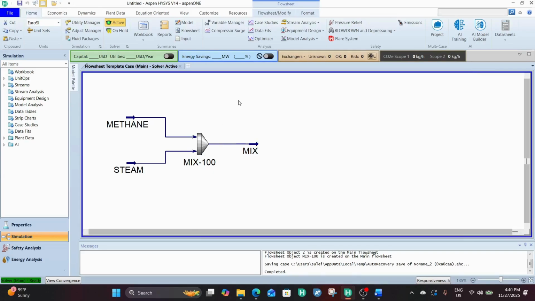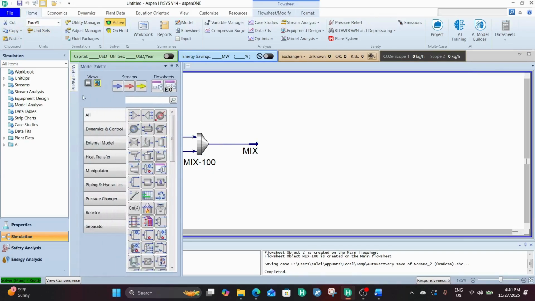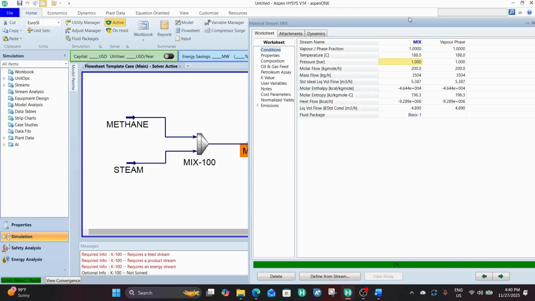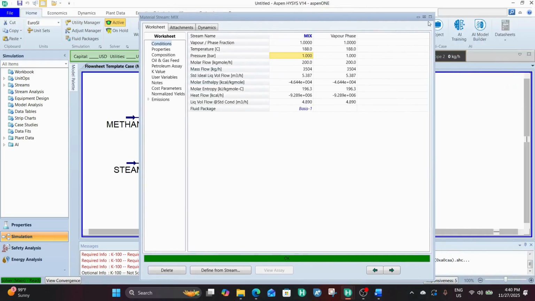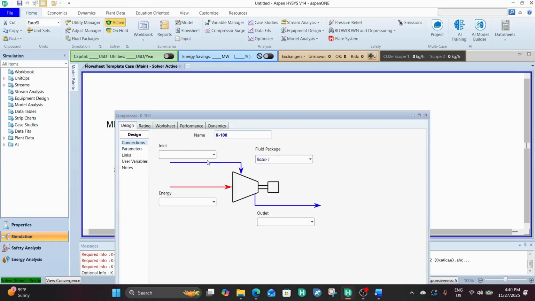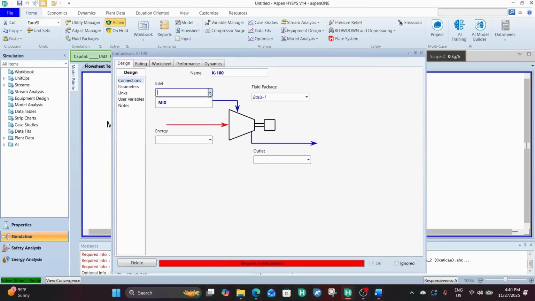So that means we could just use a compressor. After mixing, we could simply use a compressor to raise our pressure from 1 bar to 15 bar, and hopefully that might properly raise our temperature. So compressor, we're going to plug in our mix. It's a compressor, we need to specify an energy label. So let's just call this com1.